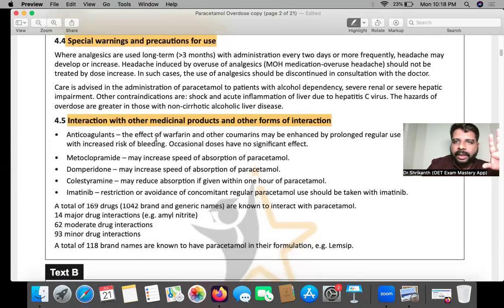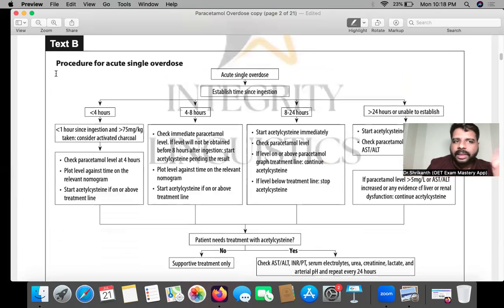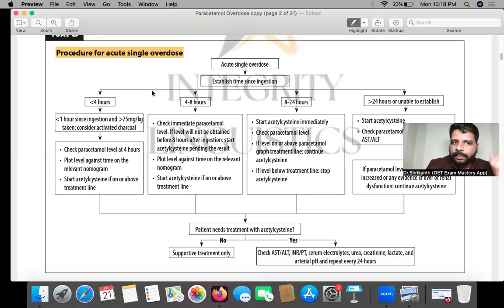And once you have read the headings, then you go to text B. That's it. Now what is the heading over here? Procedure for acute single overdose. Acute means sudden. That's a medical term. So if a patient is coming to the hospital with a sudden overdose of paracetamol, the patient took too much paracetamol, it happened very suddenly. So what is the treatment procedure for treating acute single overdose? That is the only thing you need to read, nothing else. So reading text B is all about acute single overdose.